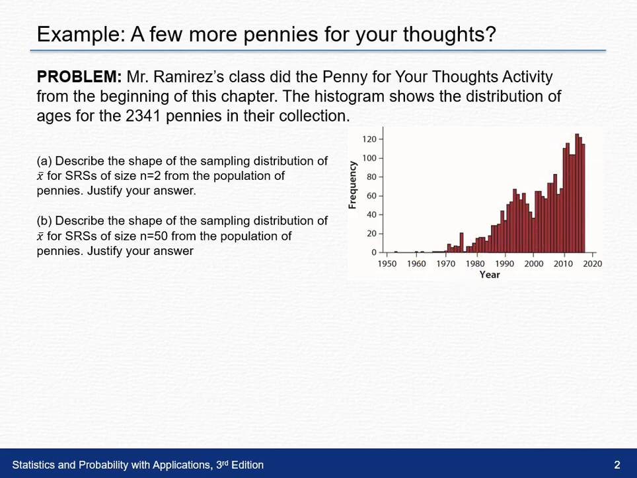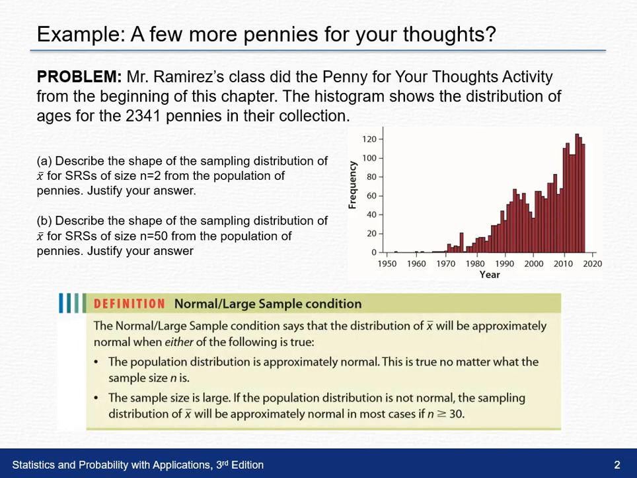We can see that this is skewed to the left, or we can use the normal or large sample condition. So if the sampling that we're doing is coming from a population that's approximately normal, no matter what the sample size is, our sampling distribution will be approximately normal. Or if we have a non-normal distribution, like in our case here, the sample size needs to be large enough. What we define as large enough is that the sampling distribution of X bar will be approximately normal, in most cases, if the sample size is bigger than 30.